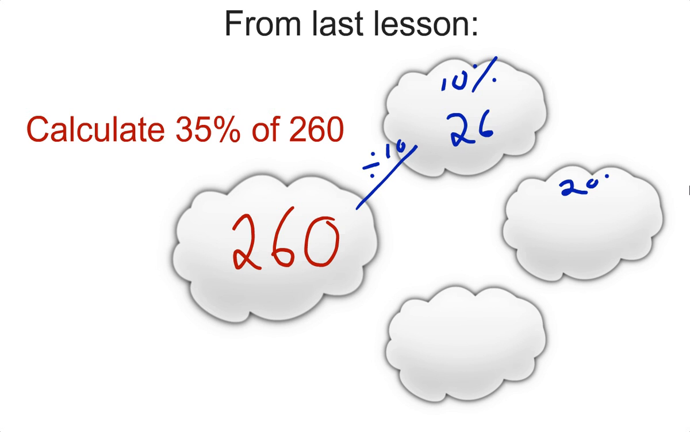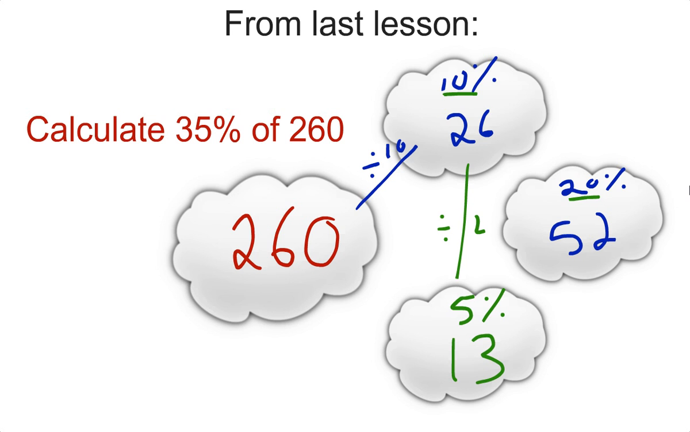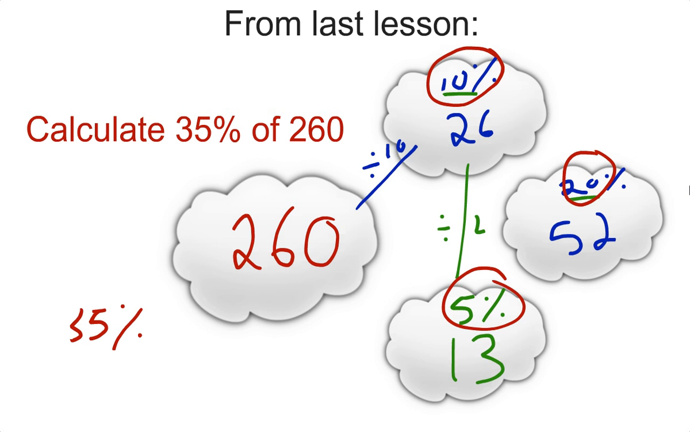If I then double this so that I work out 20%, I'll have 52. And by using a little bit of maths, we've got 10% and 20%, so that adds together to make 30%. So I need some way to work out the remaining 5%. Well, that's quite easy. If we half the 26, we get 13.